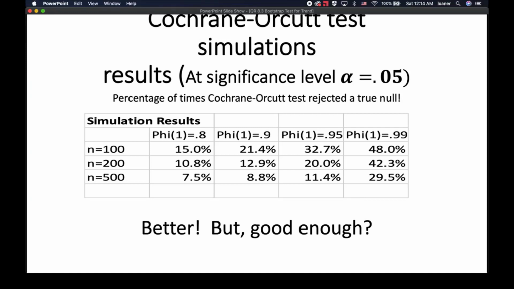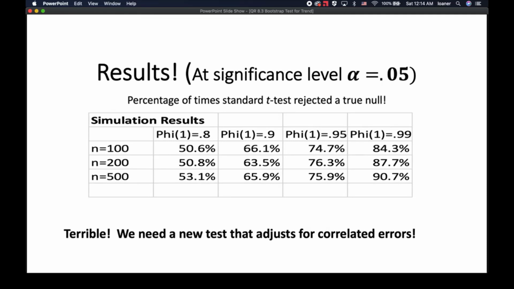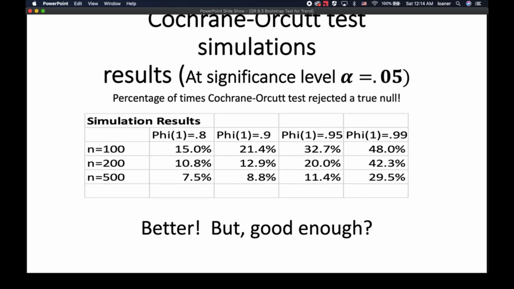For phi1 of 0.8, notice that our values are 15%. We're hoping these are at 5%, but we've got 15%, 10.8%, 7.5%. Well, that's a whole lot better than this slide, where it was in the 50s, 15, 10, and 7.5. But notice that we're still not down to our 5%.